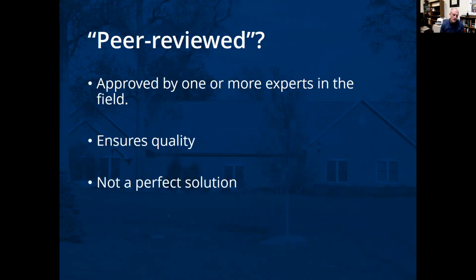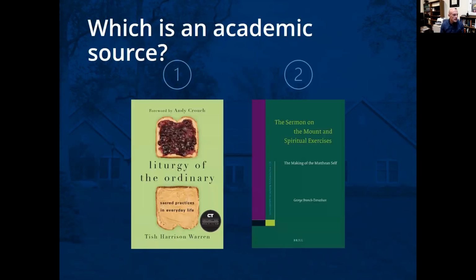So even when an article is peer-reviewed, you still need to stay engaged, still need to think critically about it. One last question for you here. Of these two books, go ahead and put it in the chat again. Which do you think is the academic source? 1, Liturgy of the Ordinary, or 2, Sermon on the Mount and Spiritual Exercises?